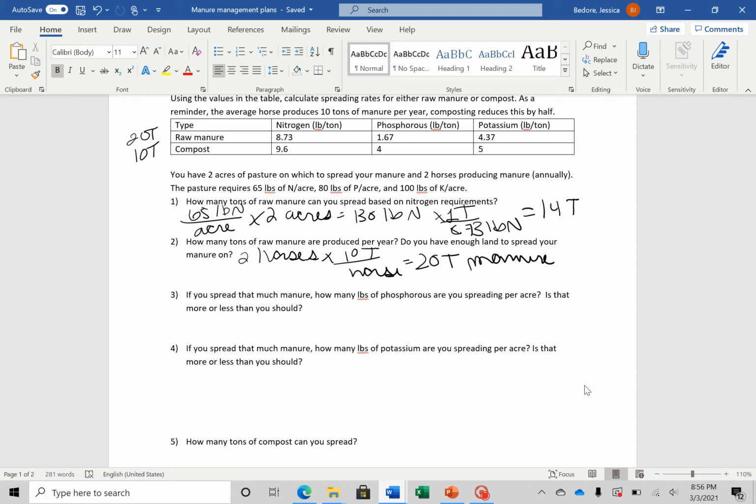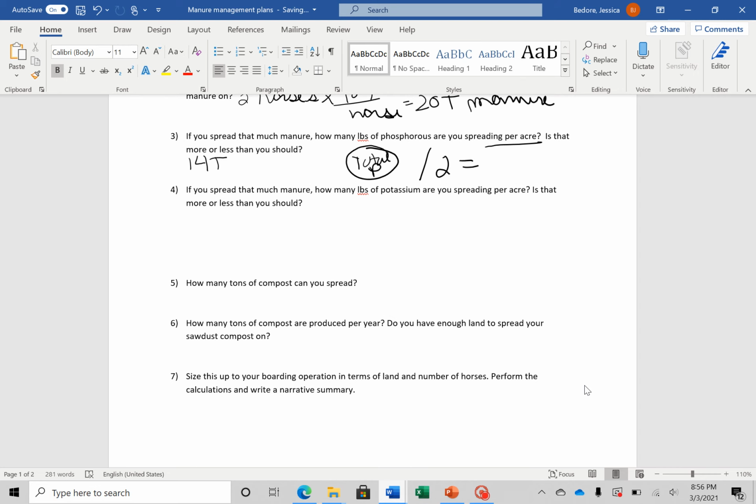These ones here, this is if you spread that much. So if you spread 14 tons of manure, how many pounds of phosphorus are you spreading per acre? So if you're spreading 14 tons and there's 1.67 pounds per ton, then you can follow through that math to figure out how many total pounds of phosphorus you're spreading. And then remember that you have 2 acres. So per 1 acre, divide by 2 to get your phosphorus per acre rate.